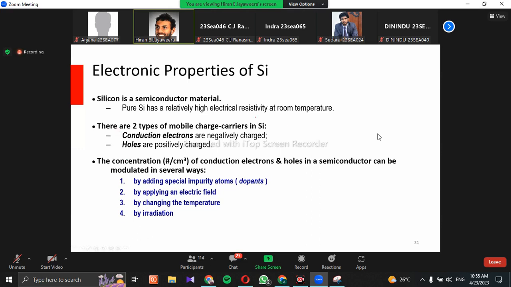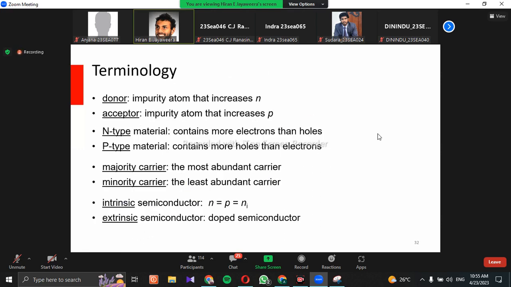Yeah, this slide, there's nothing interesting. Now, these are some terminology. We discussed what donor is, what acceptor is, N-type material, P-type material, majority carriers, minority carriers, intrinsic semiconductor. Those are pure semiconductors where the number of free holes and the number of free electrons are the same.